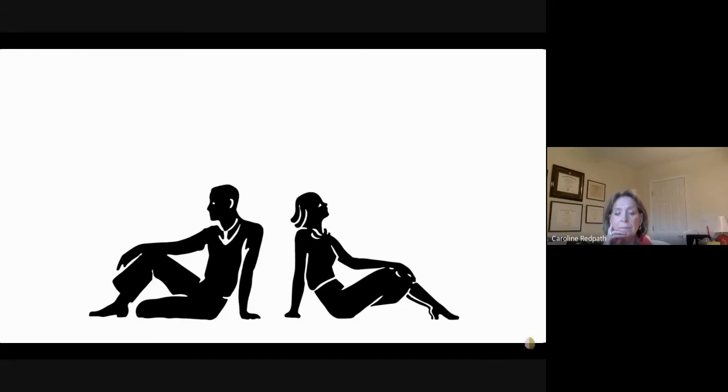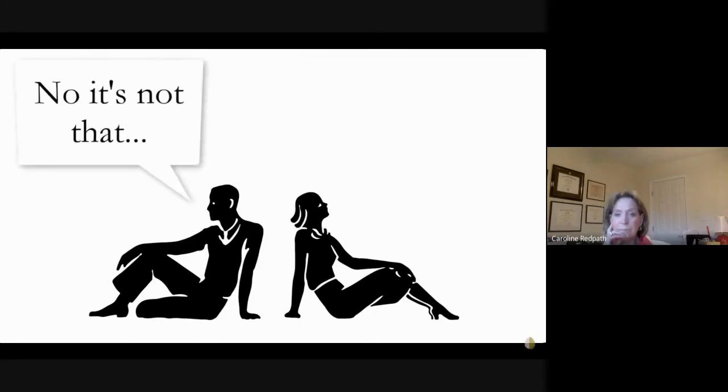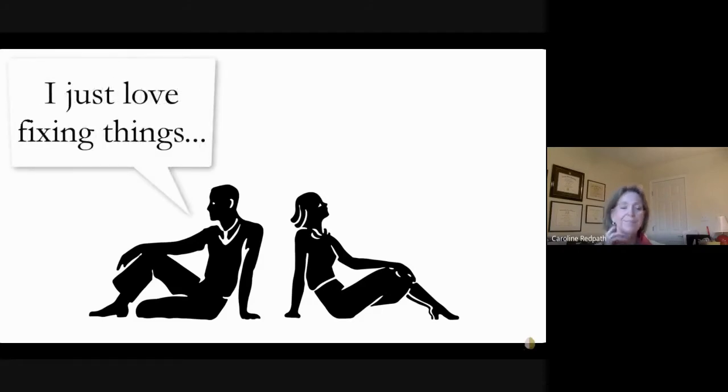I threw out a guess. "So when she doesn't accept your advice, you feel rejected?" He took a moment, paused, and then clarified. "No, it's not that," he said. "I can handle my solutions being rejected or even me personally being rejected. It's that I just love fixing things. It's part of who I am."